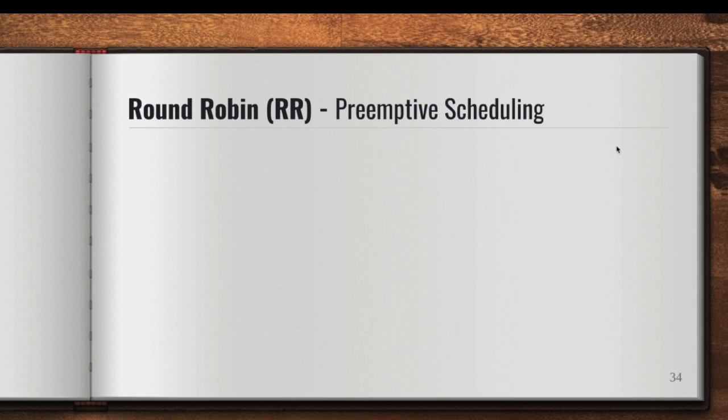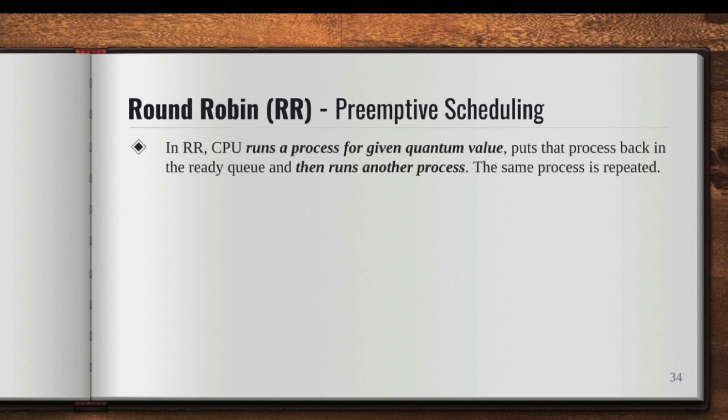Hello and welcome everyone. In this video, we are going to talk about the round robin method of scheduling algorithm. So what is round robin method? Well, in round robin, the CPU runs a process for a given quantum. So when you get a question in the examination, they will give you a quantum, let's say 2. Okay, so the CPU runs a process for a given quantum value, let's say 2 units. And then it puts that process back in the ready queue and runs another process.